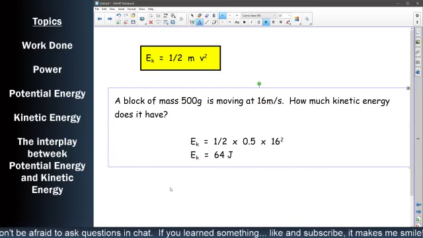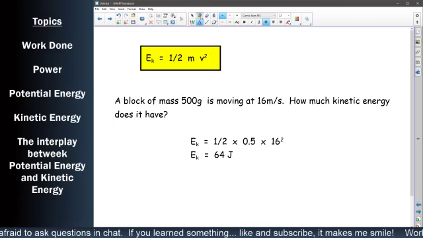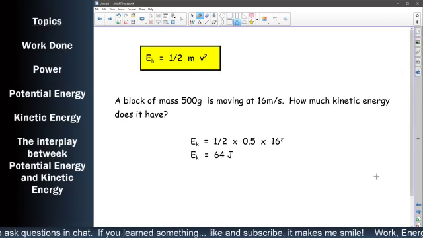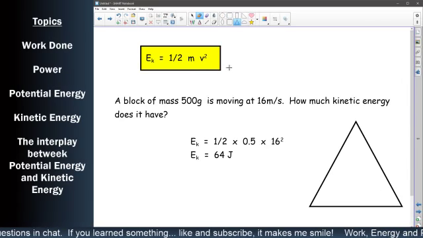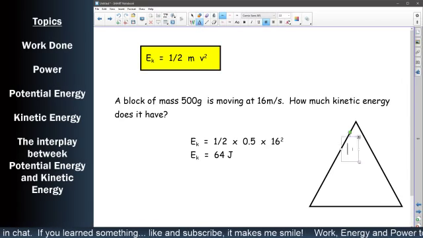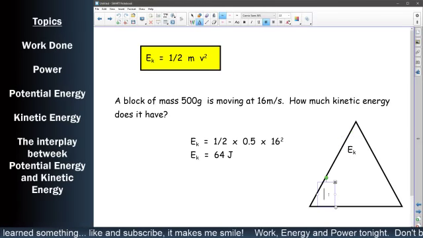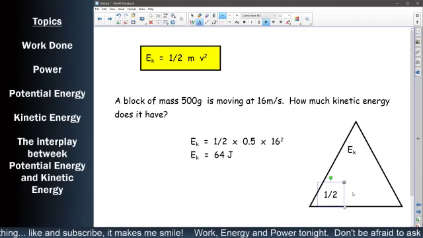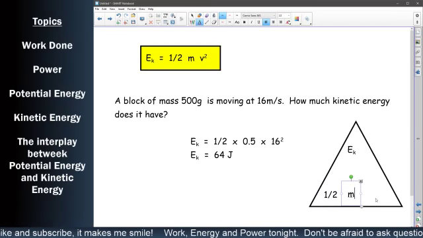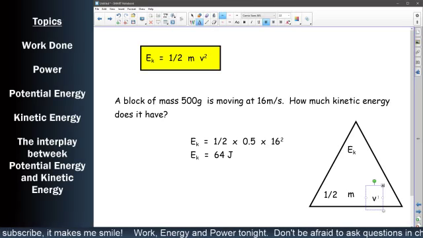Now, the kinetic energy equation doesn't lend itself massively well to a triangle, but again, it can be done in much the same way as the potential energy one is done, that E subscript K is equal to a half at the bottom, 1/2, times the mass times v squared.